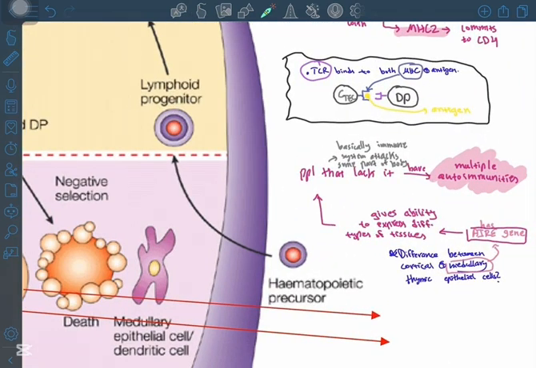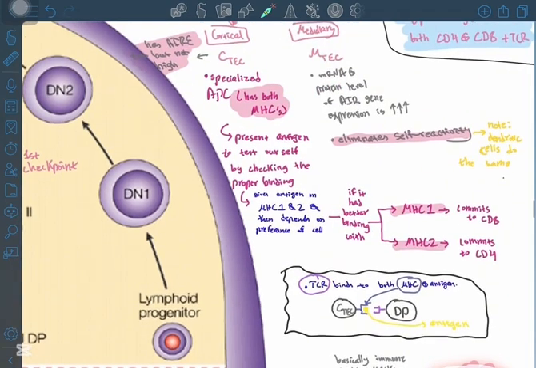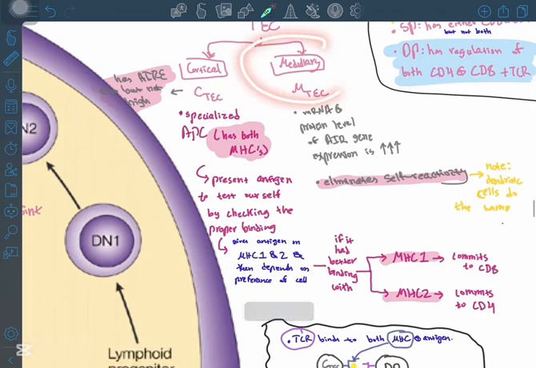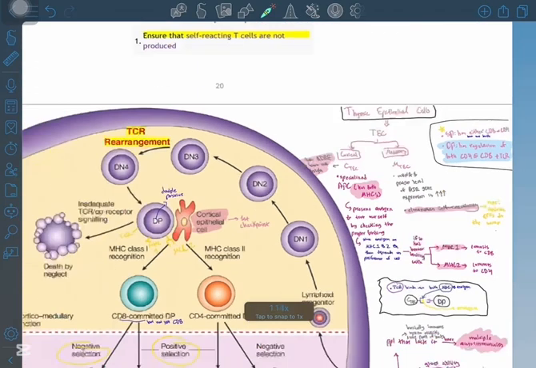Now because of that, when people lack this AIRE gene, they're going to have multiple autoimmunities. So with this AIRE gene, my body is able to differentiate between different types of tissues. When I don't have it, I have autoimmunity. So if a person has autoimmunity, we can say what? They have a defect in this type of cell.